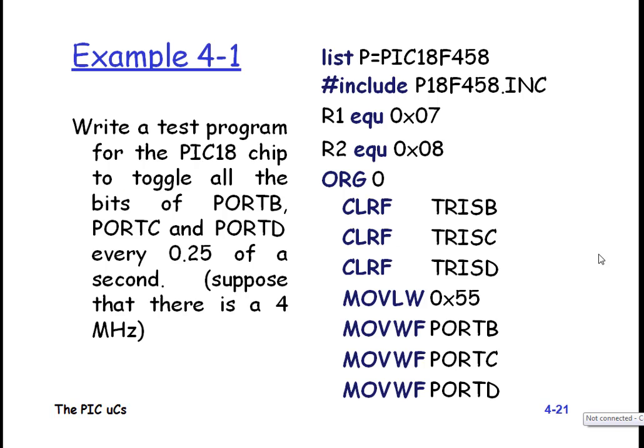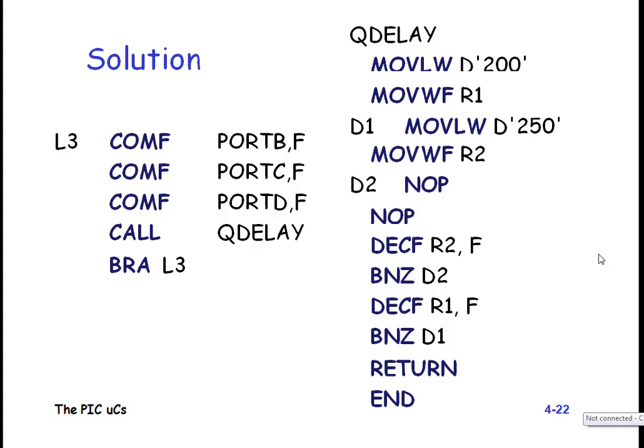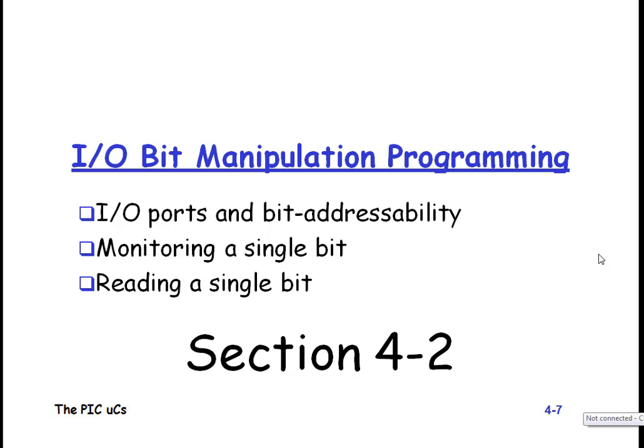which are driving. In this example, the question says: write a test program for a PIC18 chip to toggle all the bits of port B, port C, and port D every 0.25 of a second, assuming a 4 megahertz crystal frequency. There is a solution for your ease. You can also compile it on your compiler and check its result. If there are any corrections or errors, then you will modify it.